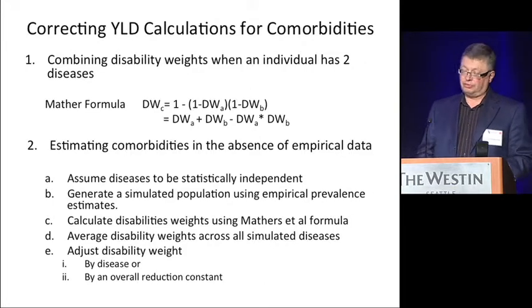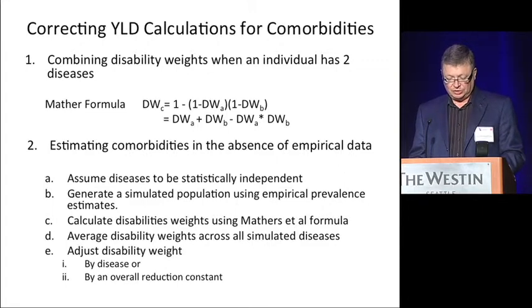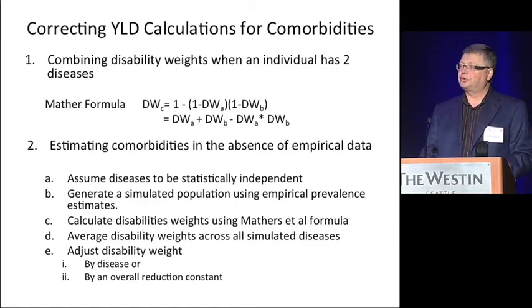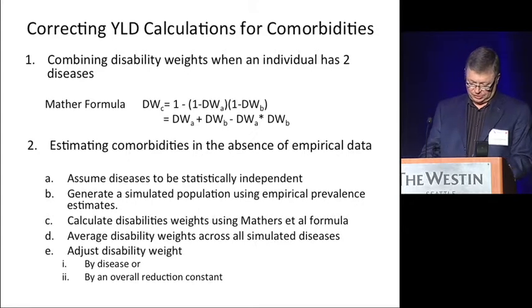In the first line of the formula, if we simply add bracket 1 minus disability weight C and bracket, that would be the correction for the combination of 3 diseases for an individual with those 3 diseases.